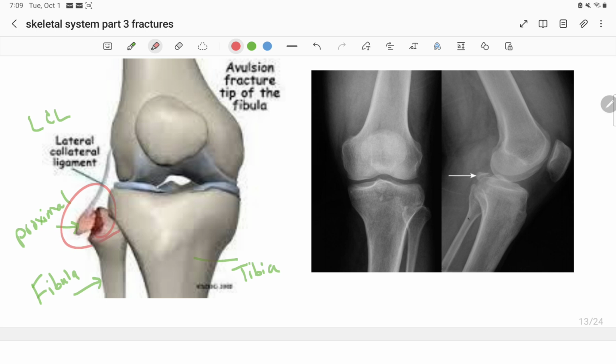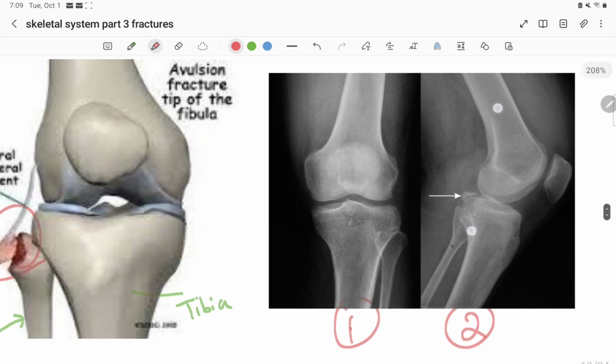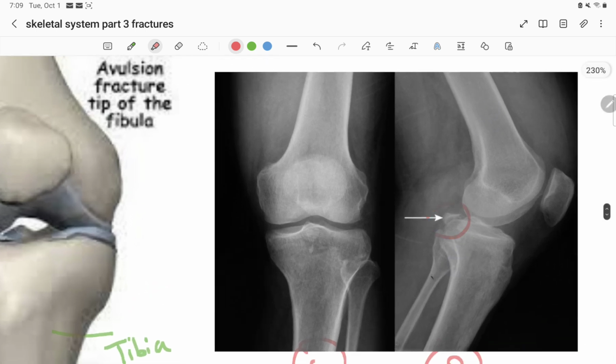Okay, so here's the x-ray. All right, we'll call this one picture 1 and that one picture 2. If you notice in picture 1, can't really see much, but in picture 2, the fracture is pretty obvious, right there with the avulsion fracture.